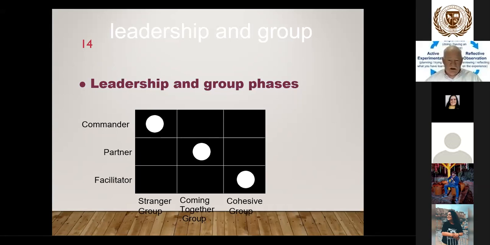Okay. Any questions about why commander, partner, and facilitator line up with stranger group, coming together group, cohesive group? Am I going too fast? Okay, I can still see Nada, and she's nodding her head no. Thank you. That helps. Okay, so let's move back in. Thank you, Dimple. Appreciate that.